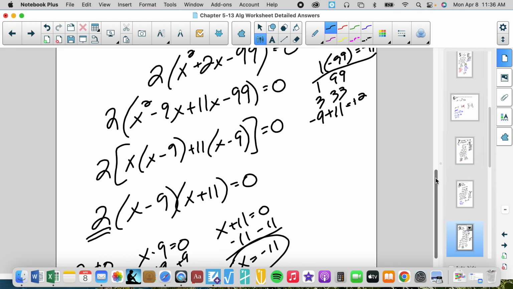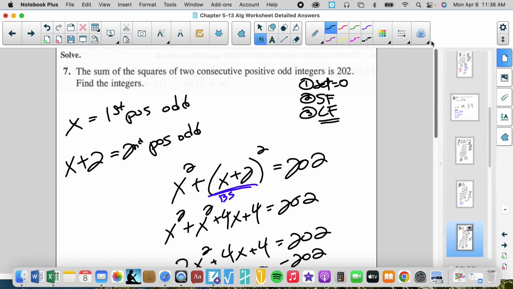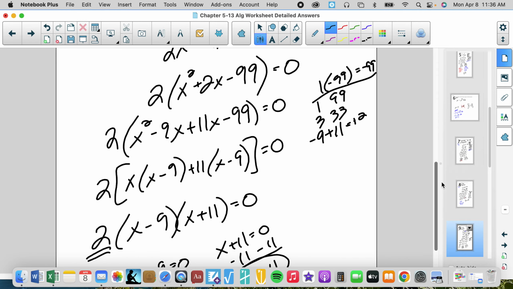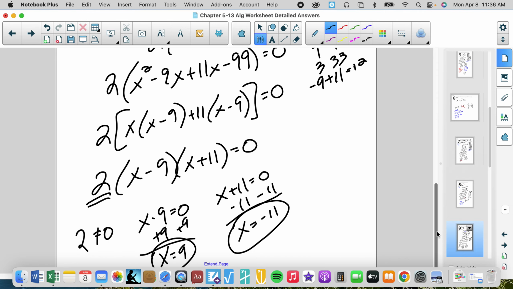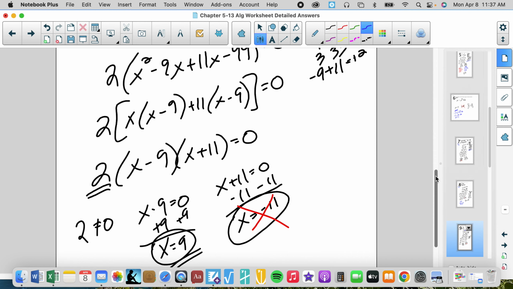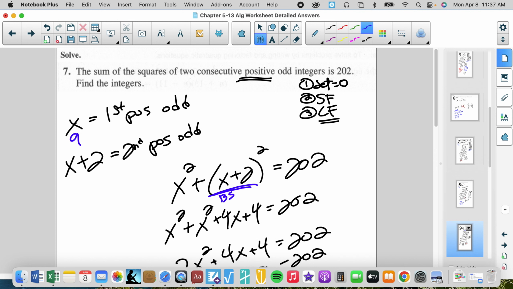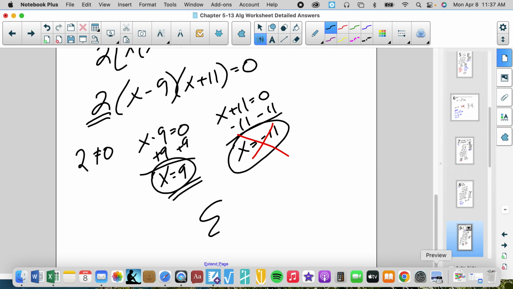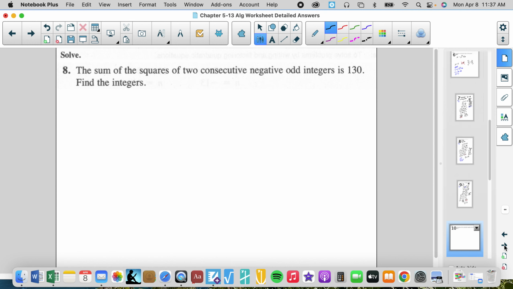So now let's look at the criteria. The sum of squares of two consecutive positive odd. So which one is a positive odd number? The positive odd would be 9. Negative 11 is not positive. So my answer is going to be 9. And if we plug it in for x, if that's 9, then 9 plus 2 is 11. So the 2 consecutive would be 9 and 11. 9 and 11 are going to be my 2 numbers.